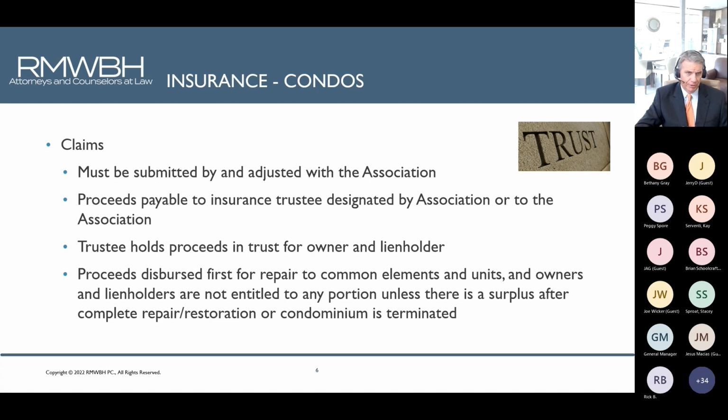The trustee, or the association on behalf of the owners, holds proceeds in trust for the owner and lien holder. That's what I was just saying is critically important. This money is being held in trust for the owner. With that comes a lot of responsibility. I've seen this allegation come up a lot. Most of the time, it doesn't have validity.